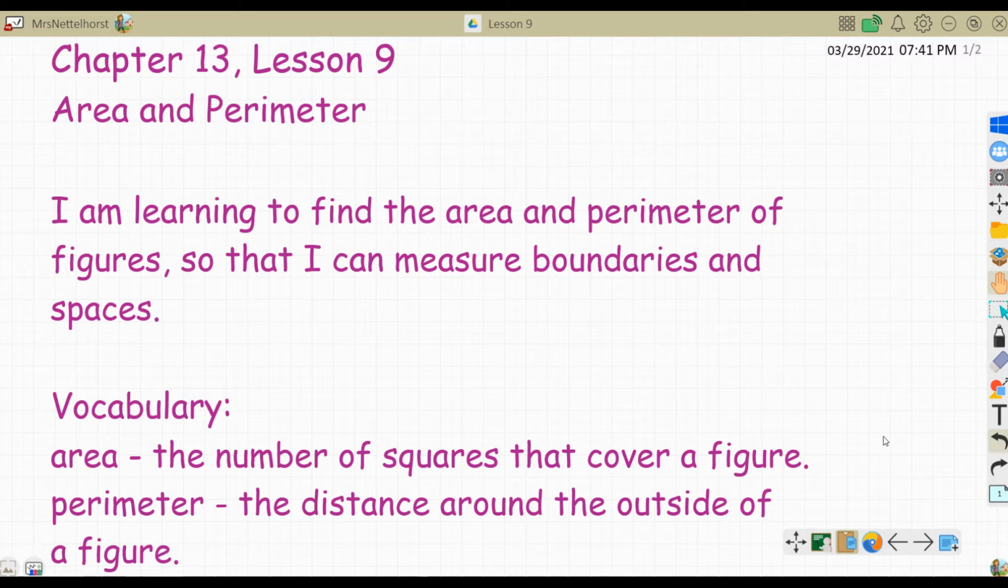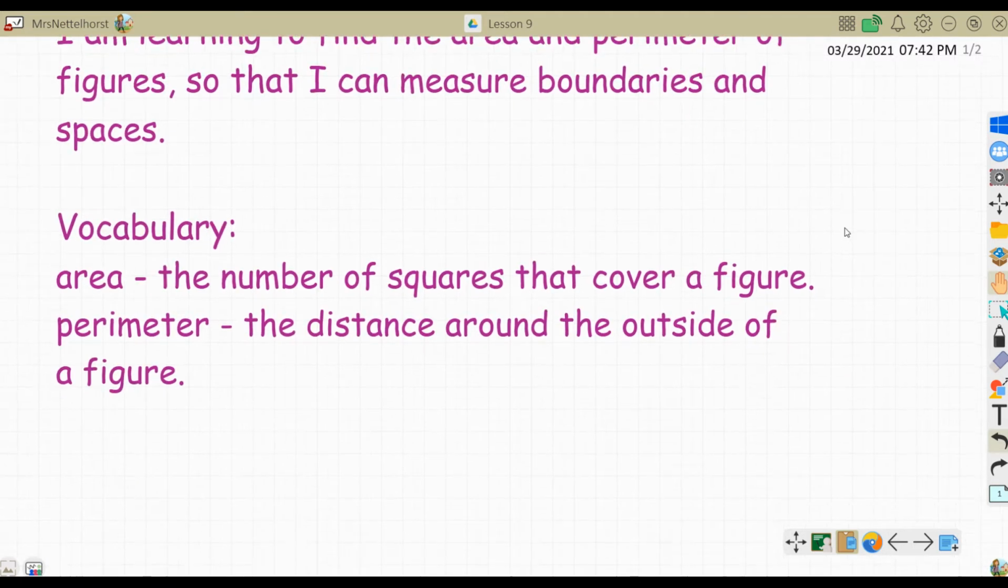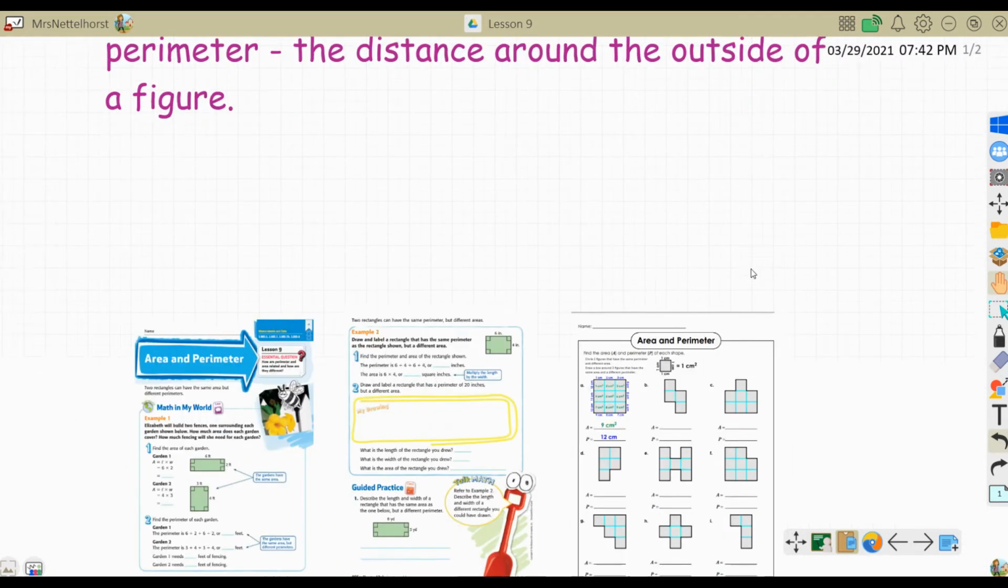Our vocabulary that we need to remember: area is the number of squares that cover a figure. Remember, you're measuring the space, the surface of a figure. And for perimeter, you're measuring the distance around the outside of the figure, like a border, like a picture frame or a fence, something like that. Okay, so let's move on and take a look at the pages we're going to be doing.